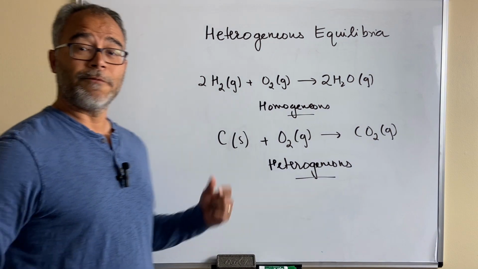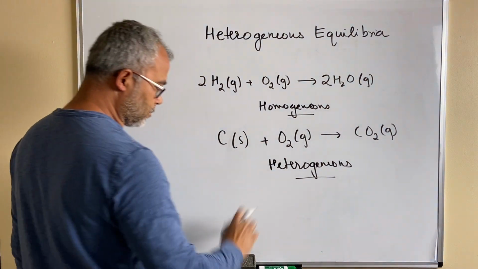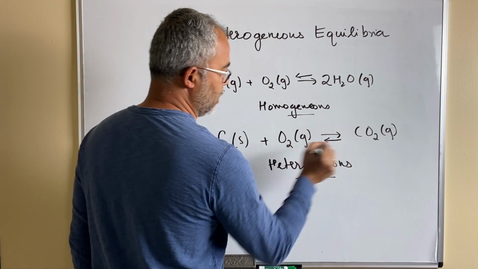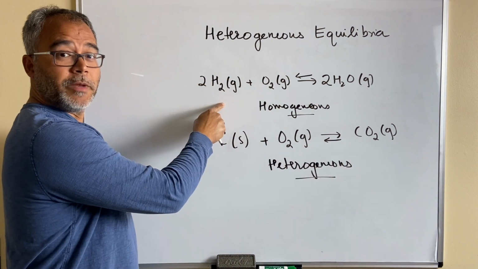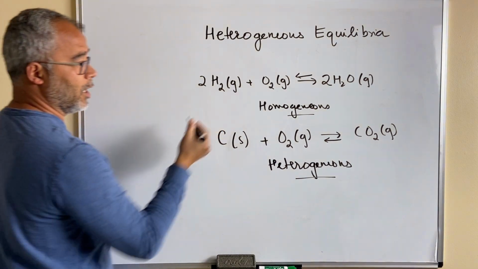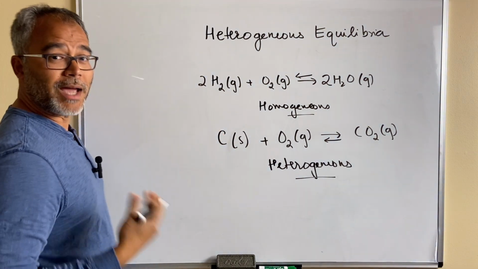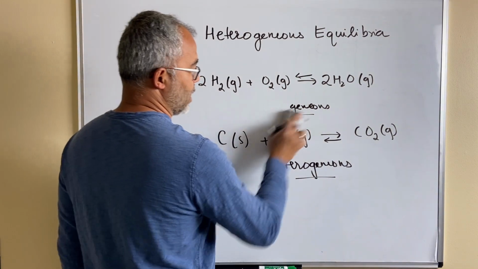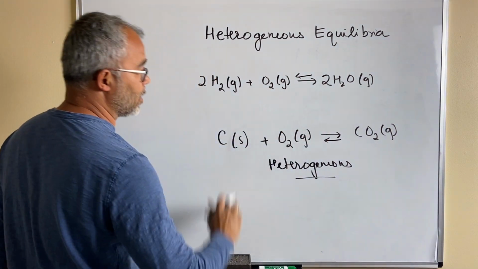Okay, so now if we talk about the equilibrium, so let's say the reaction is going forward and backward. In this case, it would be homogeneous. In that case, it would be heterogeneous. So for the homogeneous reaction, if I had to write the equilibrium constant for this reaction, I'm going to go ahead and erase this part so I can write the equilibrium constant.